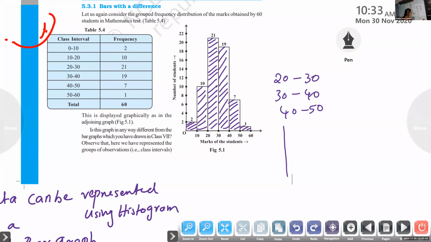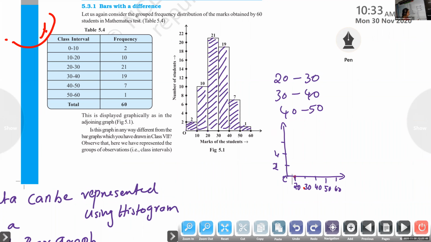In such cases, when we are drawing histograms, we will take the class limits. So 0 to 10 and 10 to 20 won't come. So what we will do, we won't write the 0 to 10 class. First of all, we will write 20 itself: 20, 30, 40, 50, 60. Here the numbers on the axis are 1, 2, 4, 6, 8, etc.